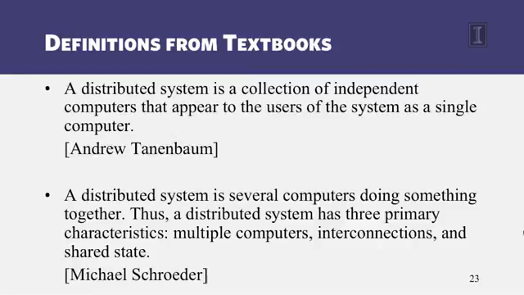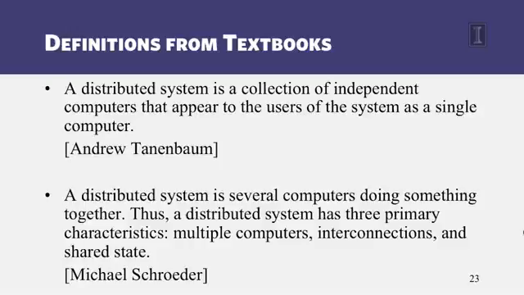Let's look at a couple of definitions from textbooks. Andrew Tanenbaum, in his textbook on distributed systems, defines it as a collection of independent computers that appear to the users of the system as a single computer. Again, the same error that we saw on the previous slide appears in this definition as well, so it doesn't work for us. Michael Schroeder, another famous distributed systems researcher, defines a distributed system as several computers doing something together.